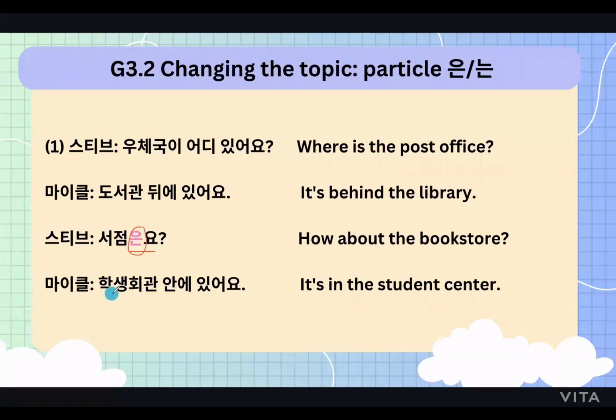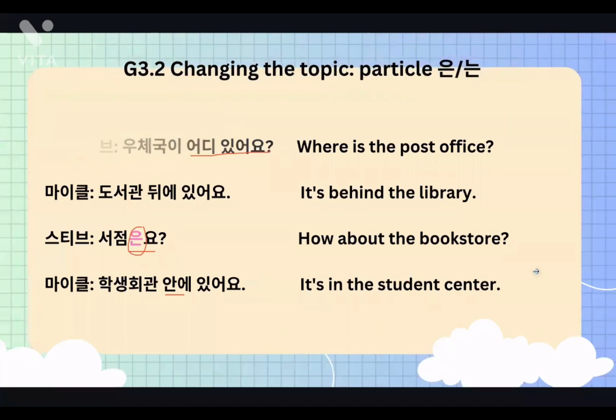And Michael said 학생회관 안에 있어요. 그렇죠? 자, 여러분 학생회관 안이라는 표현 안이 뭐였죠? 그렇죠. inside or in이라는 표현이 되겠죠. 자, 그래서 it's 학생회관 안에 있어요. 자, 여러분 so 은는 also can be used to change the topic. So it shows like suddenly the topic can be changed, right? Okay.